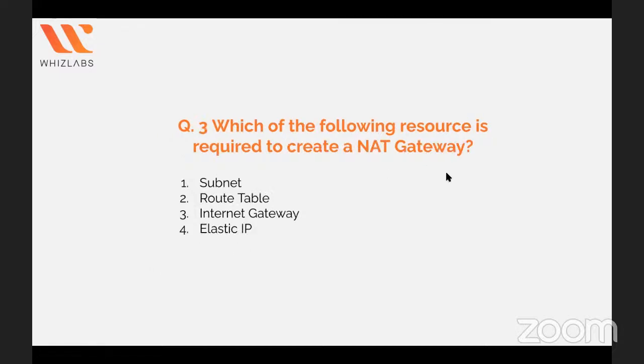Then the third one: which of the following resources is required to create a NAT gateway? The response to this was Elastic IP. You need to allocate an Elastic IP in advance, or there's an option to directly allocate an Elastic IP. So the correct answer was 4, or option D.